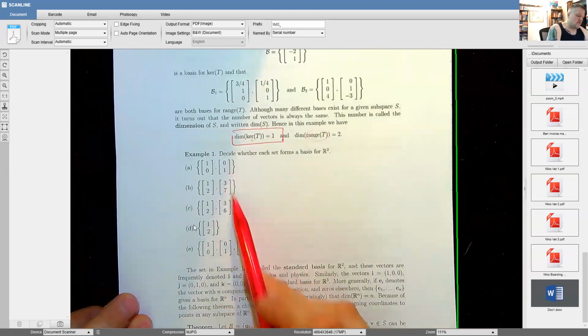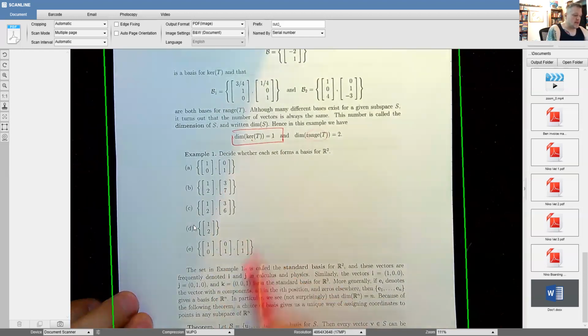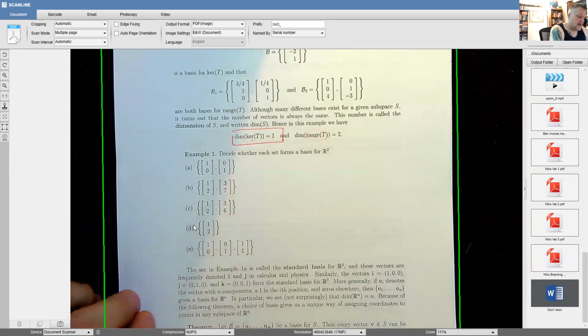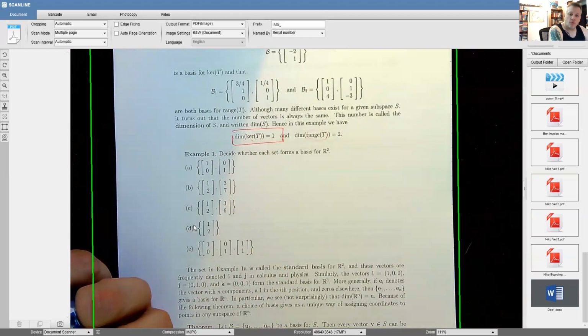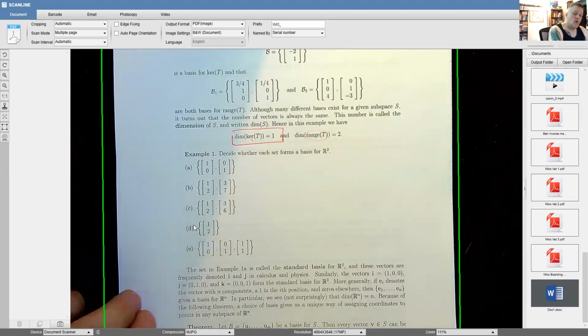All right, so for these 5 examples, we just want to determine if each of them forms a basis for R2. What you need for a basis, again, 2 things. The vectors have to be linearly independent and they have to span R2. So right off the bat, we can get rid of 2 of them, right?